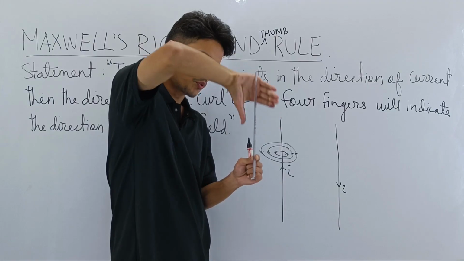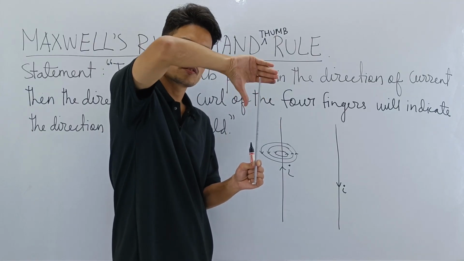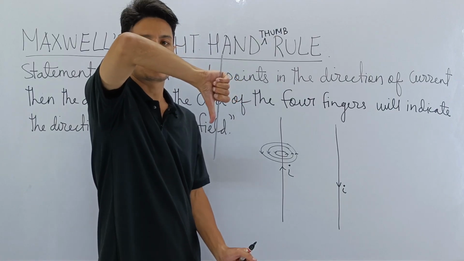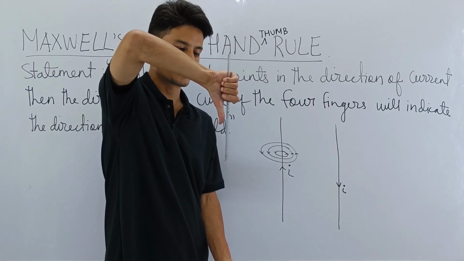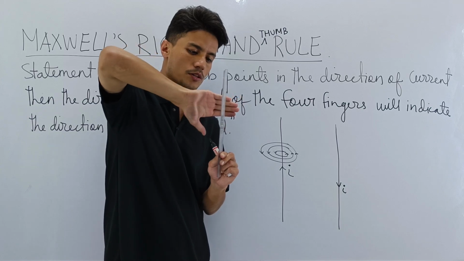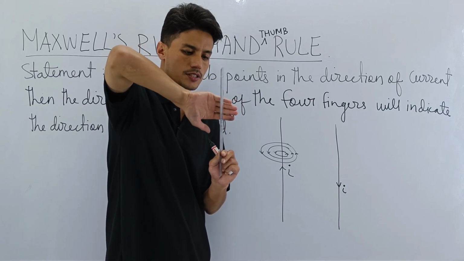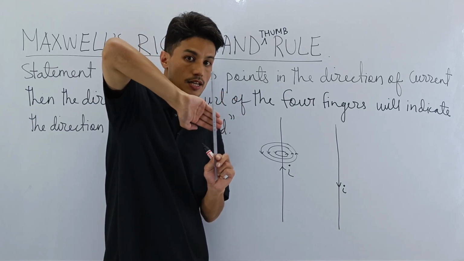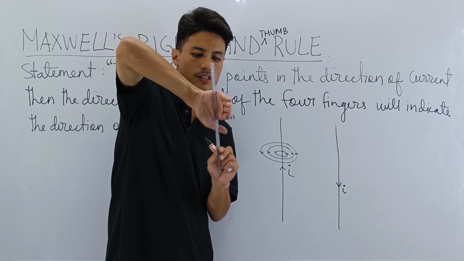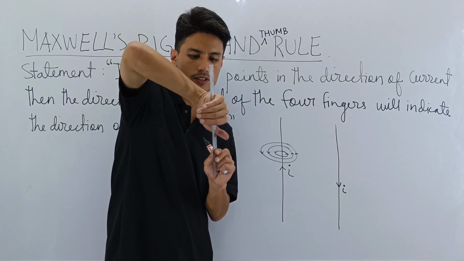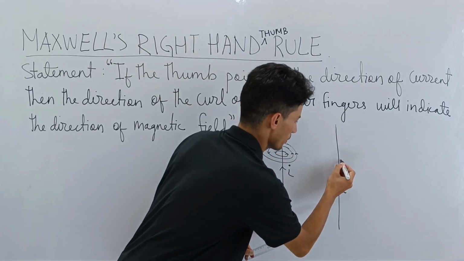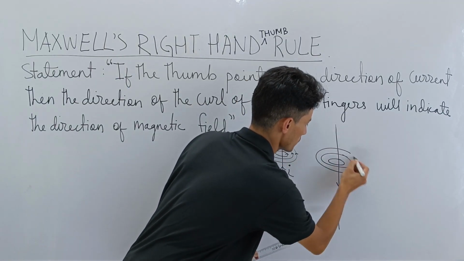My thumb should point in the direction of current flow. So current is going down, my thumb direction also is down. So this is the right position. Now look at the curl of my four fingers. See, it's coming towards you now. So the magnetic fields will again be circular rings.